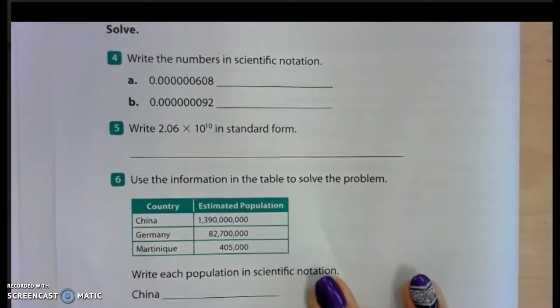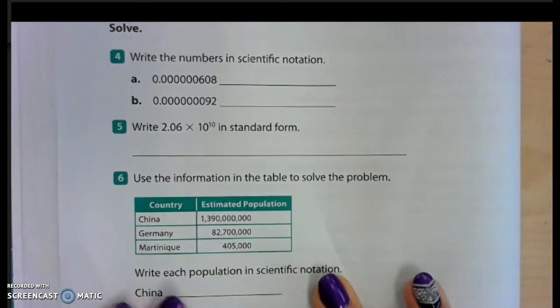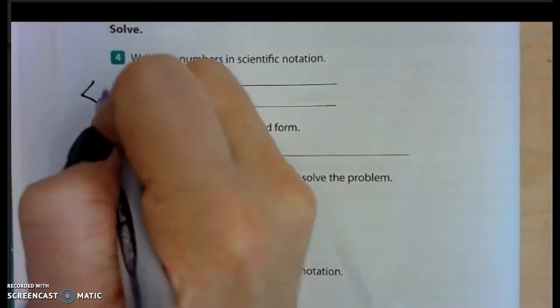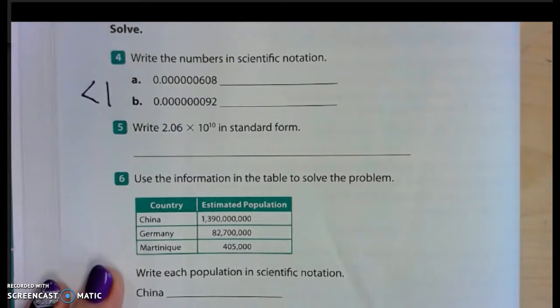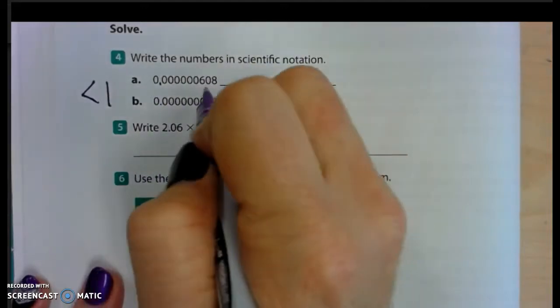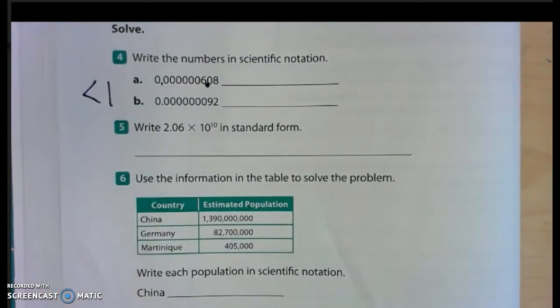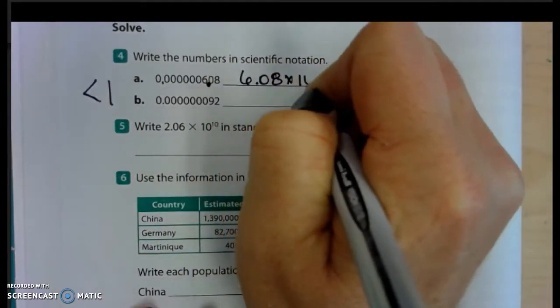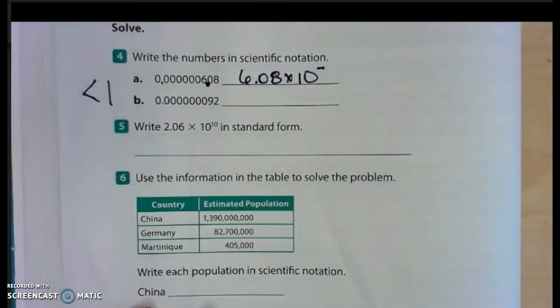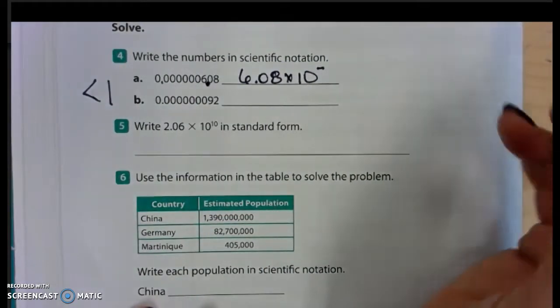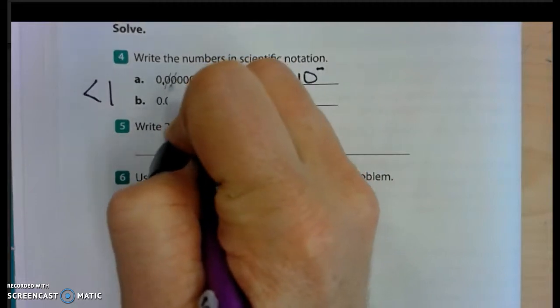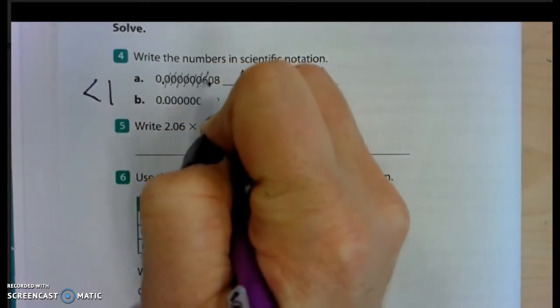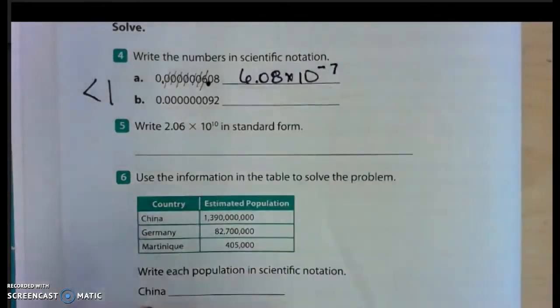On the back, number 4. Write these numbers in scientific notation. The first thing you should notice is that both of these numbers are less than 1, which will tell you that your exponent has to be negative. We have a decimal here. I need to move it so that my number is between 1 and 9. I'm going to make it 6.08 times 10 to the, it has to be a negative exponent. Now I'm going to count how many place values I need to move this. 1, 2, 3, 4, 5, 6, 7. So the first one is negative 7.